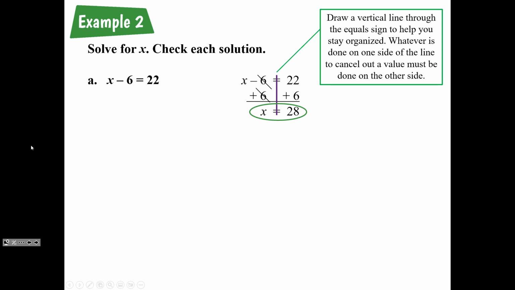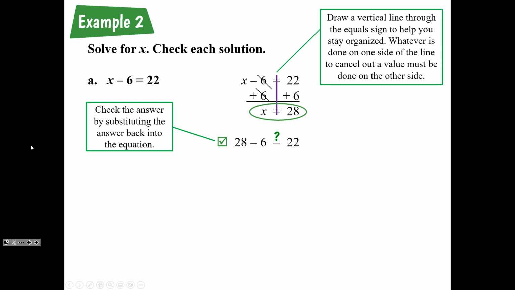It also asks us to check each solution. So what does that mean? It means plugging in what we got for x into our original equation. When we do that, we plug in the 28 for x, subtract it from 6, we get 22. 22 equals 22, so that's how we know that our solution is correct.